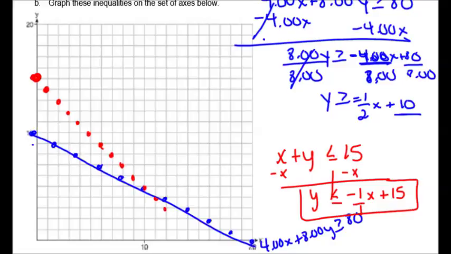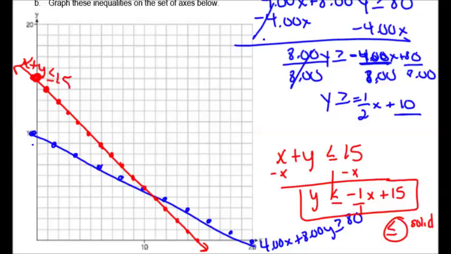Now, like Miss Santiago said, I need to look at this inequality symbol. Am I going to connect the dots with a solid or a dashed line? Well, because it has the little line underneath it, the little equal to symbol, I'm connecting it with a solid line. And then I'm going to label it. I'm going to go up here. X plus y is less than or equal to 15.